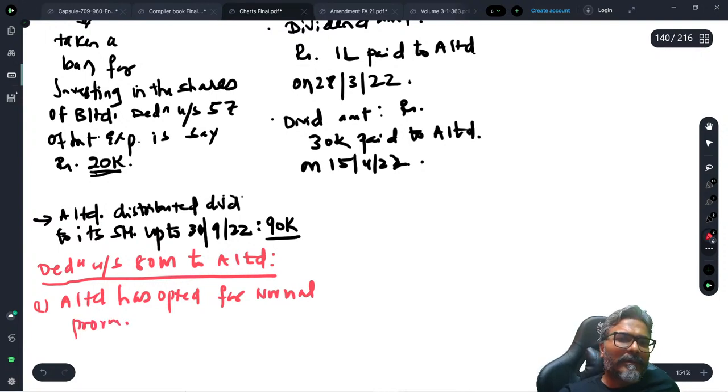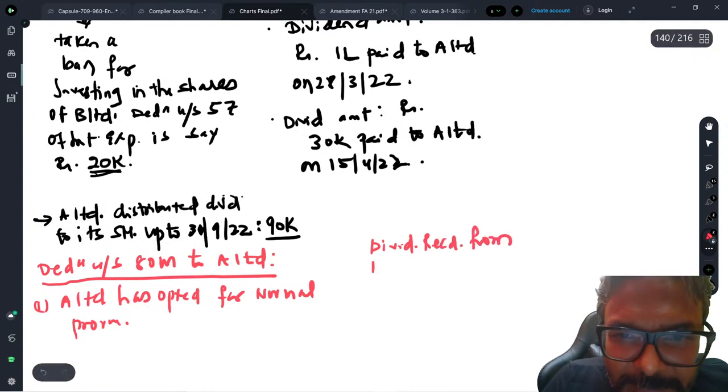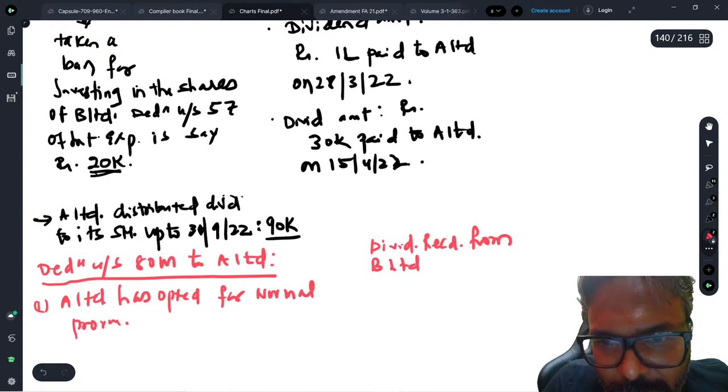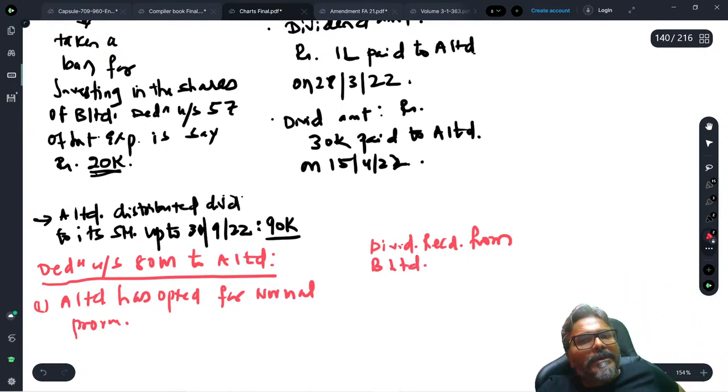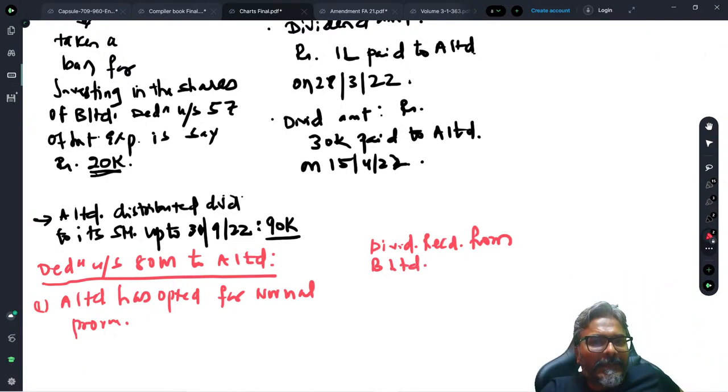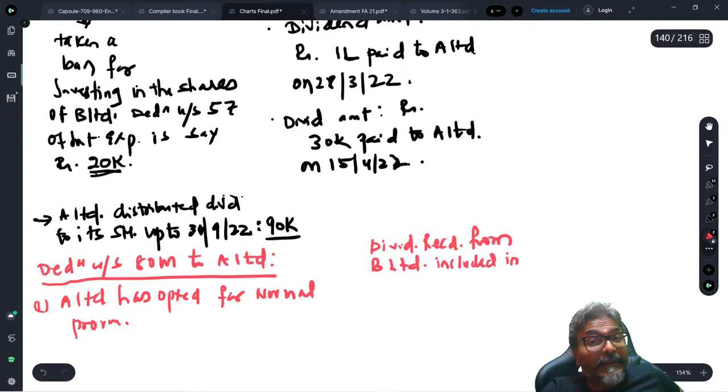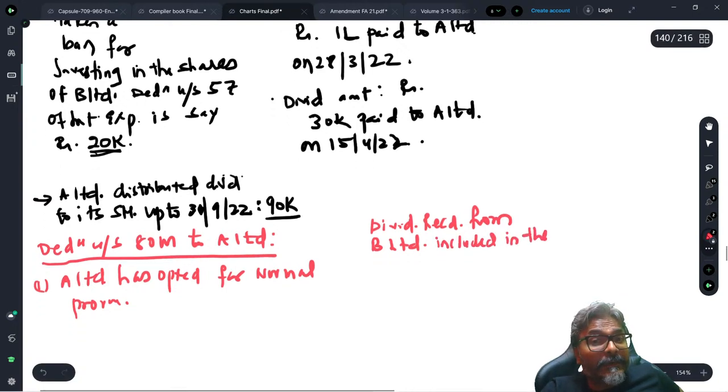Now, the next particular point is that, friends, dividend received from B Limited. Friends, this is such an important stage. Congratulations to all of you, friends. Dividend received from B Limited included in the GTI of A Limited.